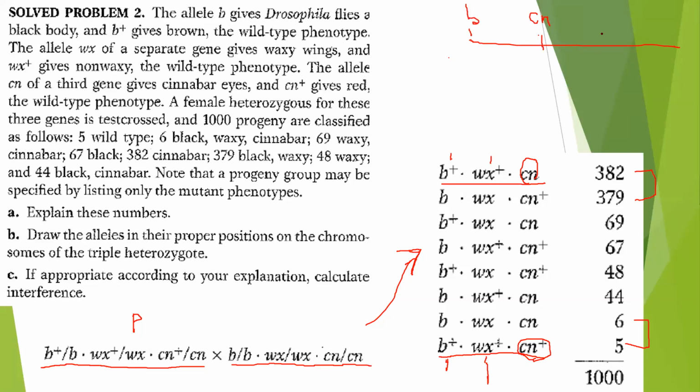So based on this information, you can immediately say the gene CN is standing in the middle. So B should be here and the WX should be here. Or you can exchange the position of B and WX, that's fine. As long as you figure out the CN is in the middle, that's correct. I'm not worried about how you put the genes on the two ends, but the important thing is you need to figure out which gene is in the middle. That's the key point.